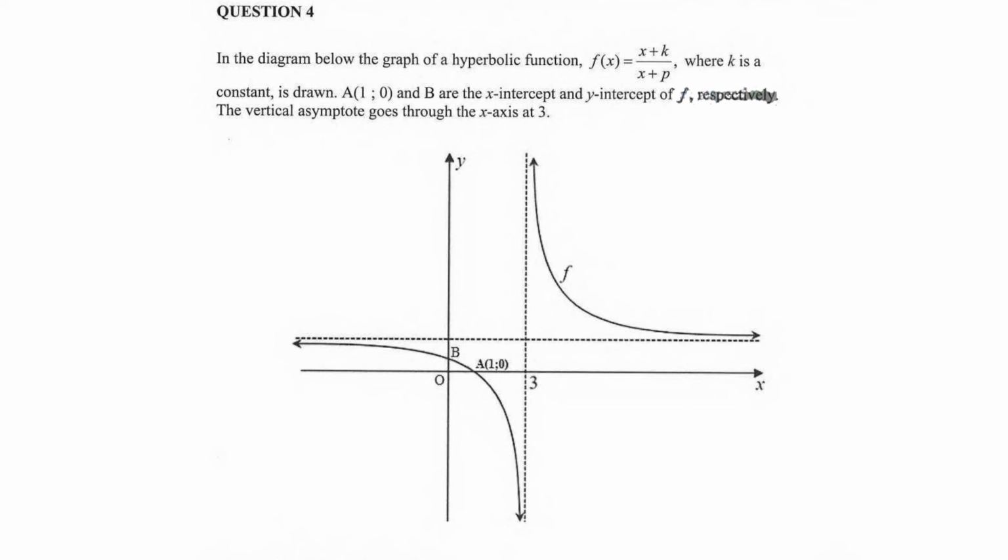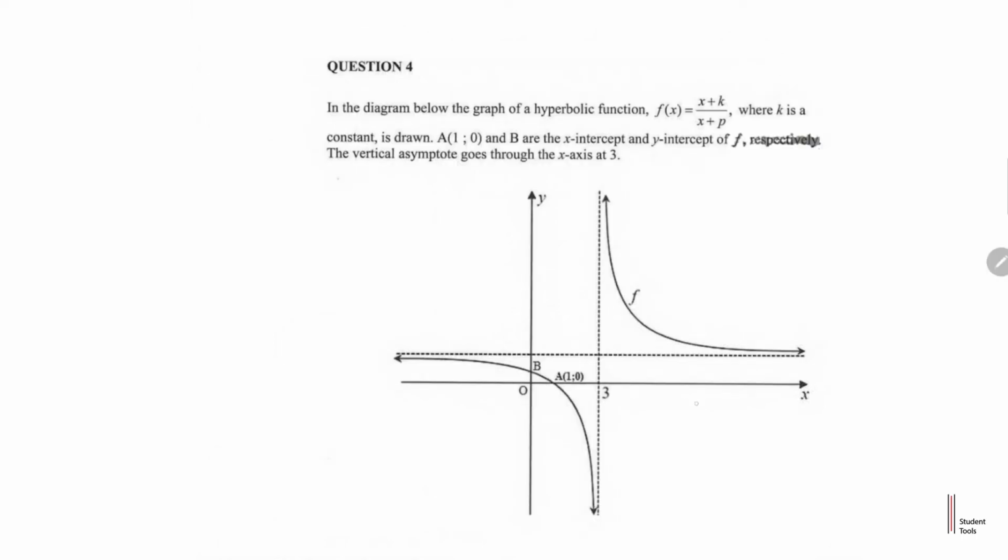So here we have this hyperbola function, and we have the x and y-intercepts A and B, and also we have the vertical asymptote which goes through at 3. We are not told about the horizontal asymptote.